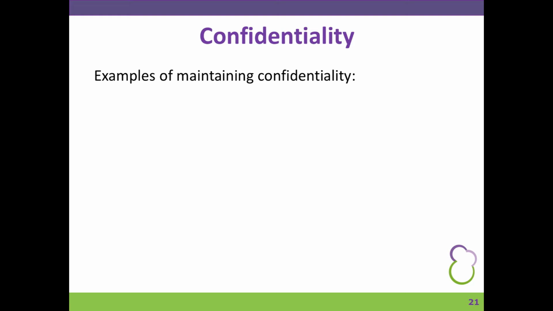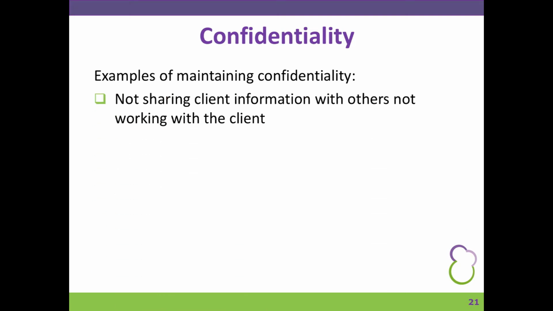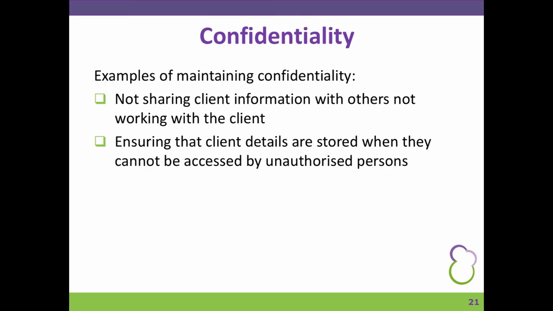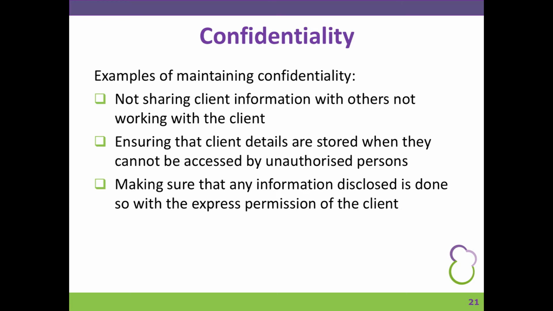It is the responsibility of all people working within the community service sector to ensure that confidentiality is maintained at all times. So let's look at some examples of maintaining confidentiality. Not sharing client information with others that are not working with the client. Ensuring that client details are stored where they cannot be accessed by unauthorised people. For example, they need to be stored in a locked cupboard.